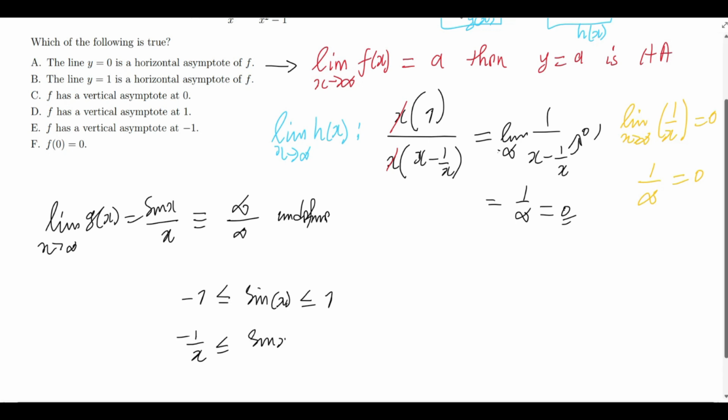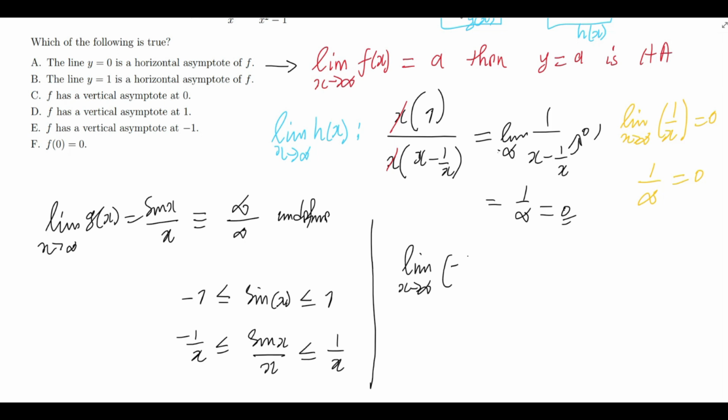So this will be minus 1 on x less than or equal to sine of x divided by x less than or equal to 1 on x. So what do we notice? We notice that this is our g of x. Therefore, if we look for the limit as x tends to infinity of our minus 1 on x, this limit from below happens to be the same as the limit from above, as x tends to infinity of 1 all over x.